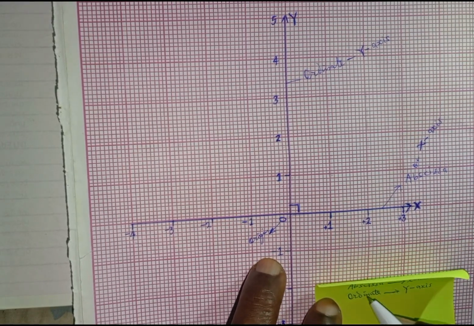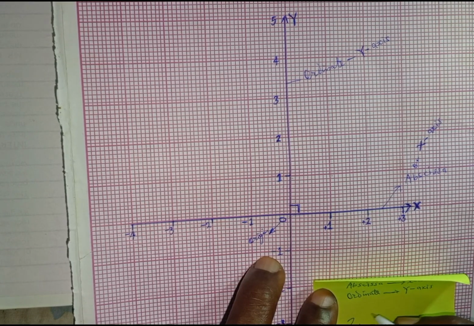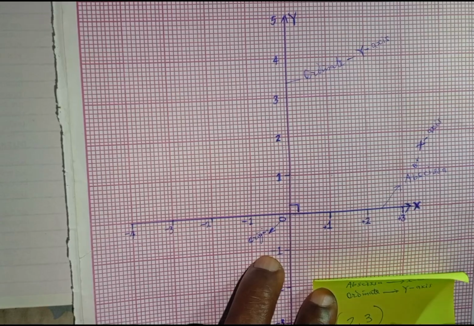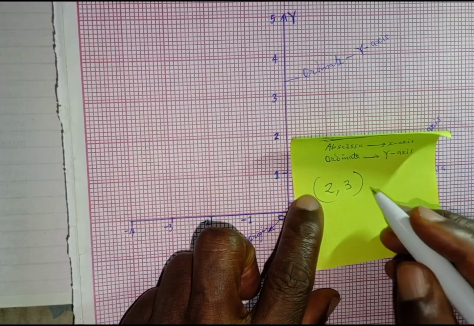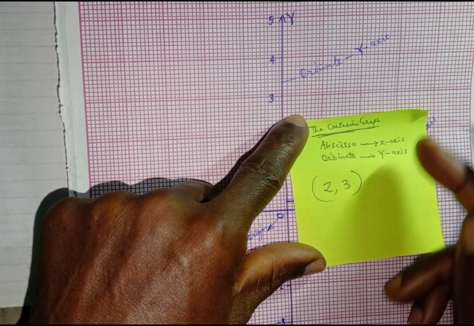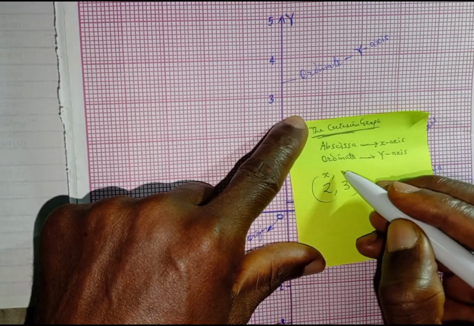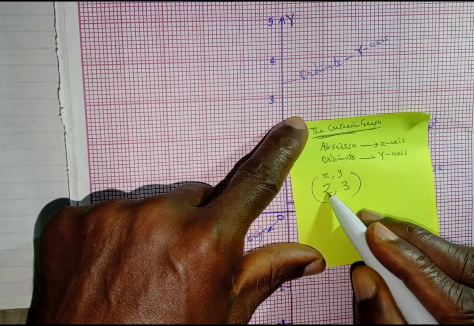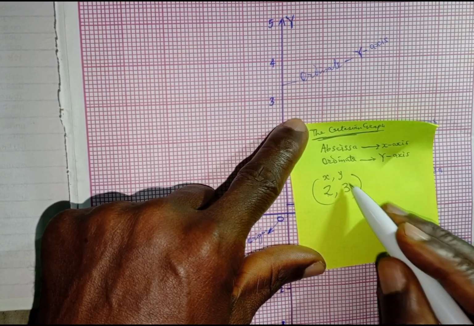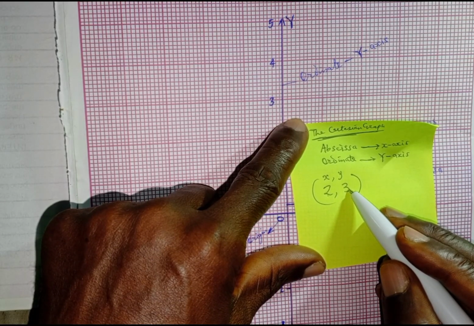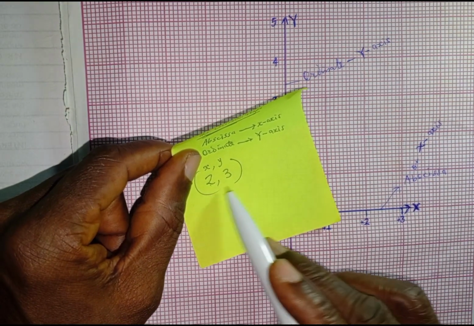Let us assume that you have 2, 3. Usually, in a Cartesian graph, the first number is the x-axis, and the second number is the y-axis. You trace the first number on the x-axis, and the second number, you trace it on the y-axis.